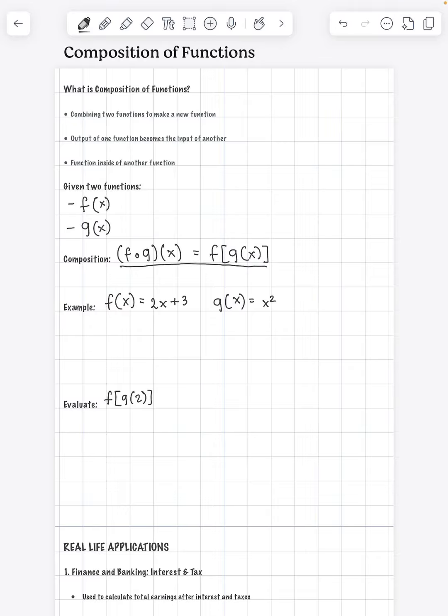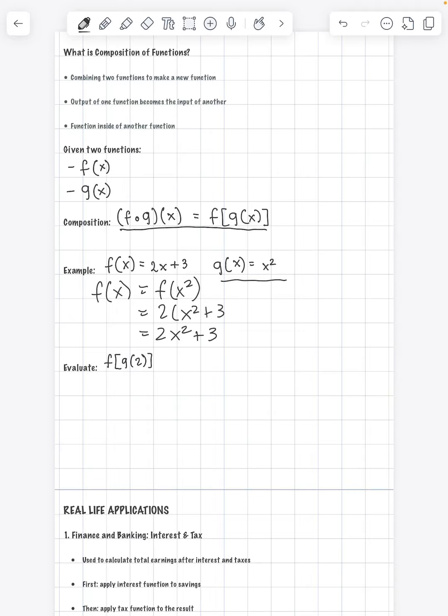So we will have f of g of x is equal to f of x squared, since g of x is equal to x squared. So if we plug that into the equation, we're going to have something like 2x squared plus 3. And if we simplify that, we're going to have 2x squared plus 3.